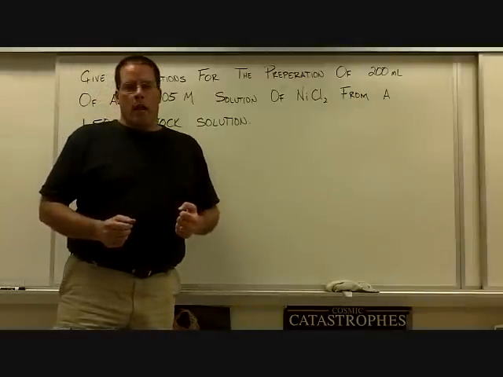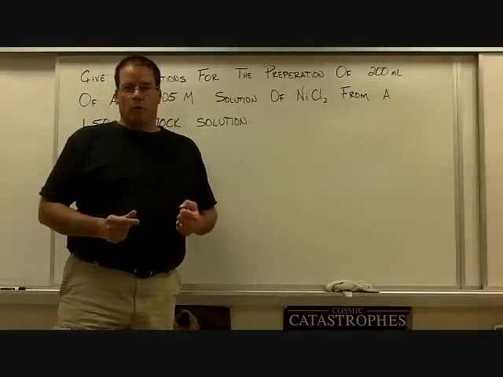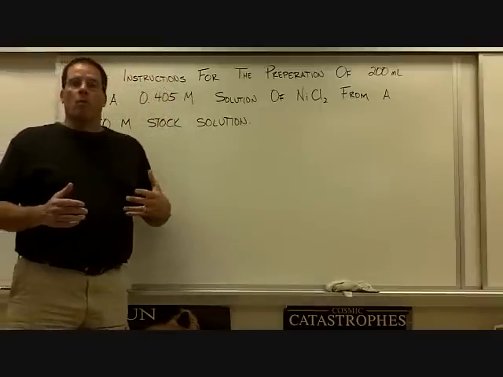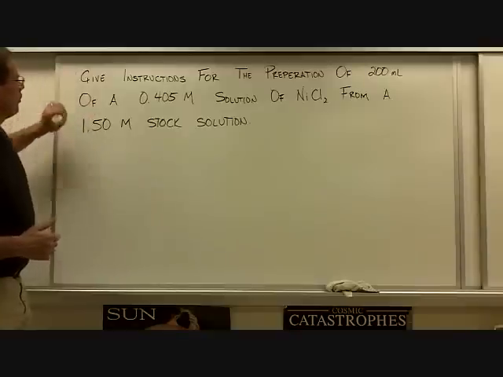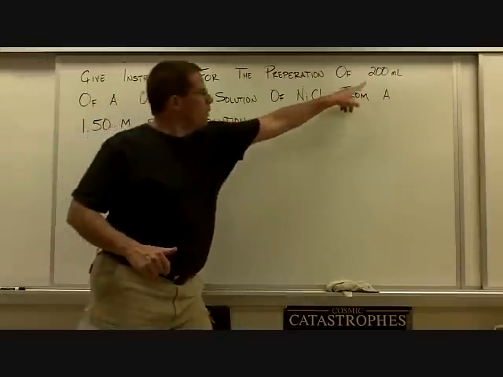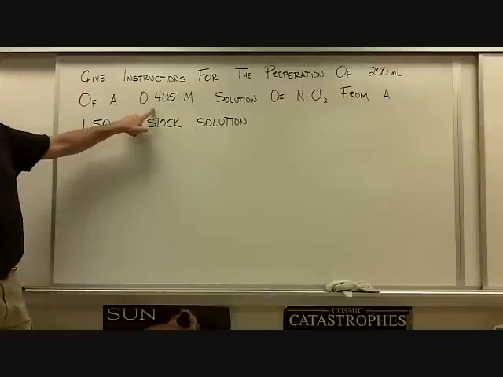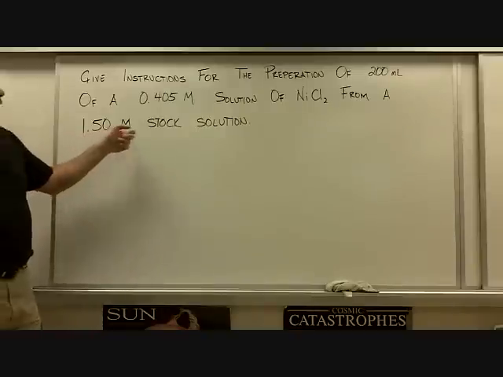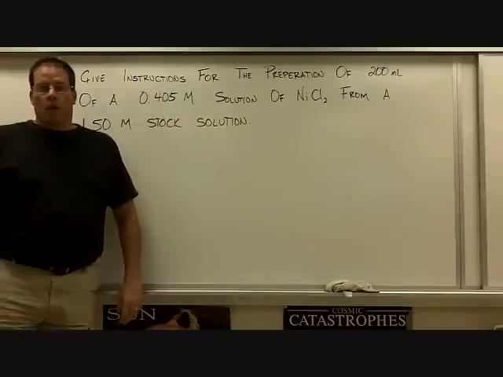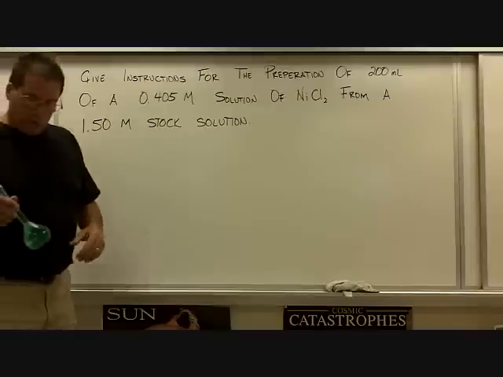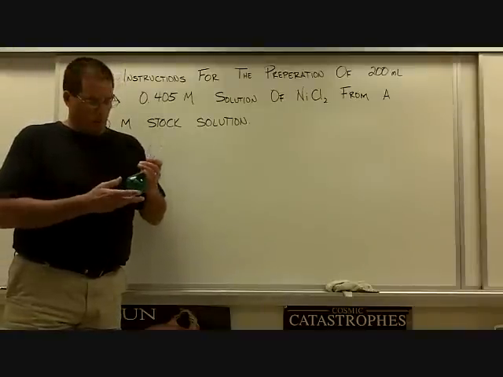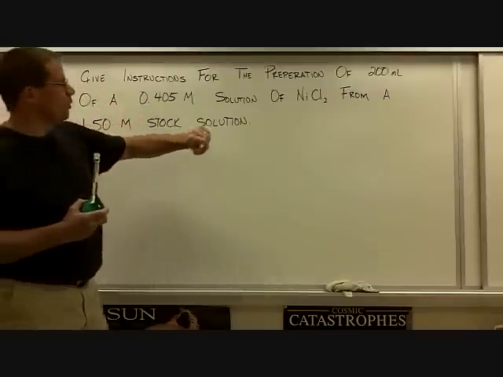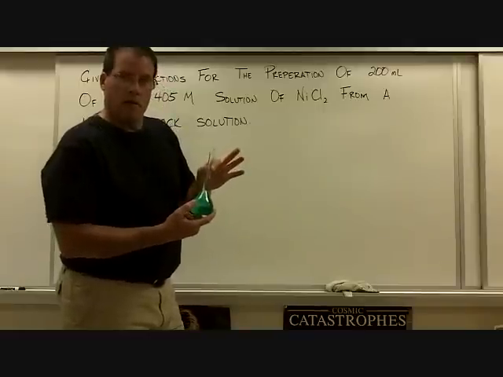Here's another way that you can answer a stock solution to a dilute solution type question. It's very similar to the last problem that was worked out. Here's the question. It says, give instructions for the preparation of 200 milliliters of a 0.405 molar solution of nickel(II) chloride from a 1.5 molar stock solution. So what we want to do is end up with a volume of 200 milliliters of a 0.405 molar solution, which we have right here.